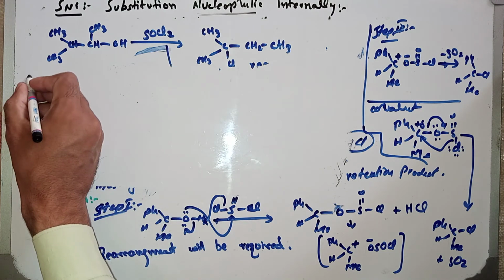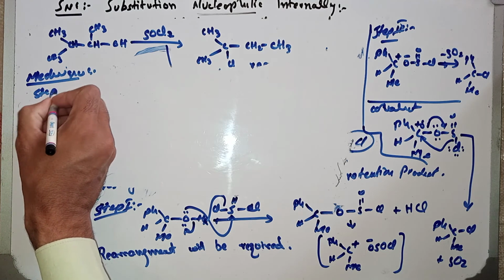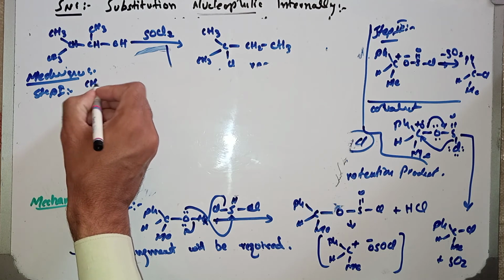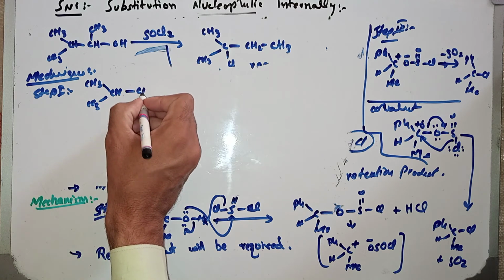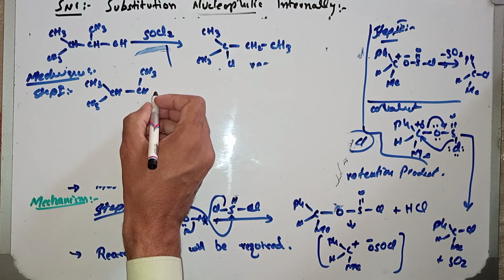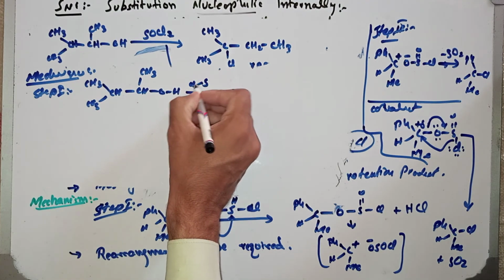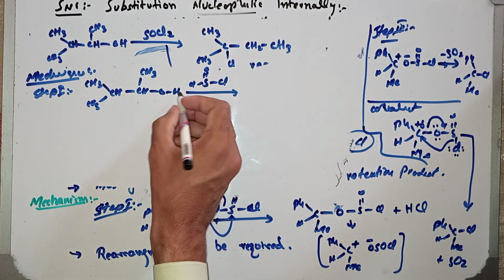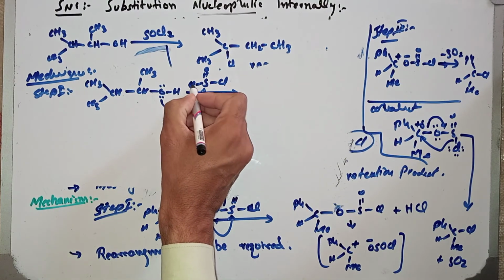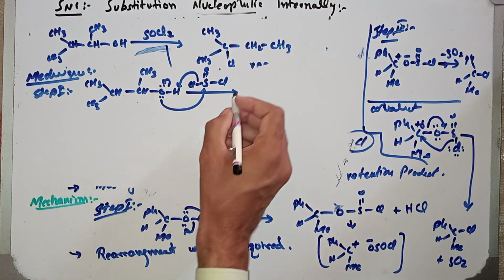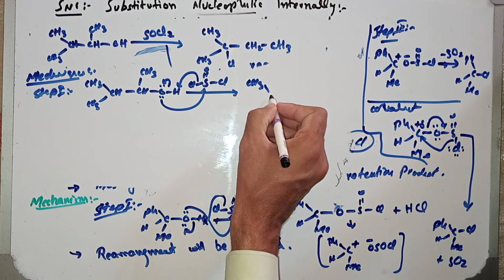In step number 1 of the mechanism, it will be like this one. This is S double bond O, Cl. This oxygen lone pair will attack on this sulfur. Due to this, the chlorine bond will shift toward this hydrogen, and it will produce a compound, but not a stable one.